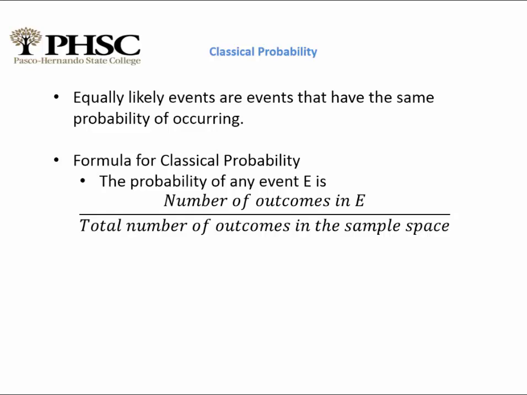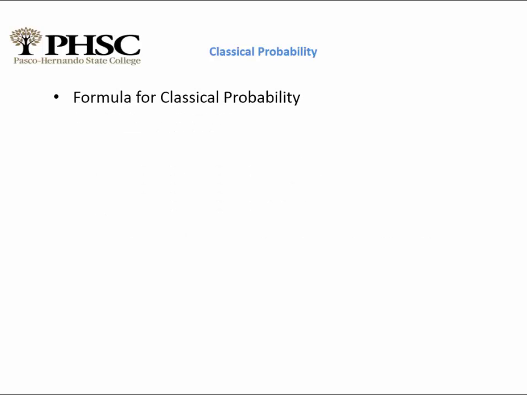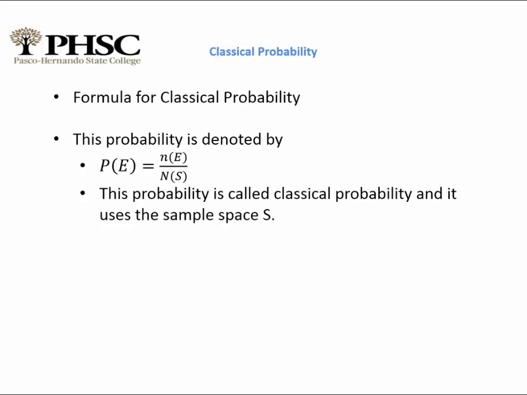So the formula for classical probability is the number of outcomes in the event divided by the total number of outcomes in the sample space. Another way to think about it is that the probability of an event is equal to the number of outcomes of the event divided by the sample space. This is called classical probability, and it uses the sample space S. The sample space in this situation would be our denominator.